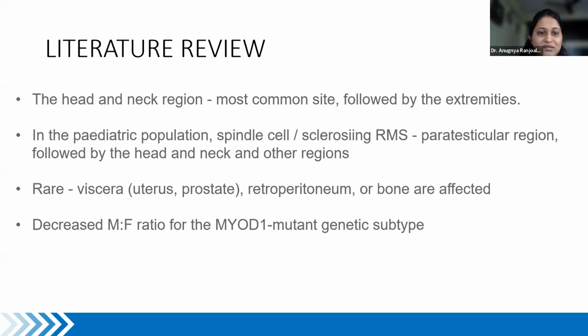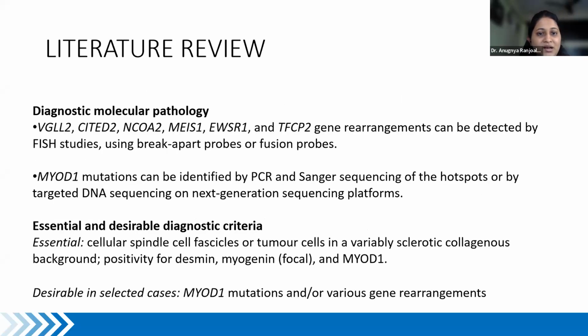However, our patient was a young male patient. So this is the diagnostic molecular pathology. The WHO has laid down the essential criteria as cellular spindle cell fascicles or tumor cells in a variably sclerotic or collagenous background. That's clinching on morphology, so it should be thought of. The tumor cells should be positive for desmin, and myogenin focal or negative, they say, and MyoD1 should be diffusely positive. And desirable criteria is MyoD1 mutations or various gene rearrangements that I have mentioned before.